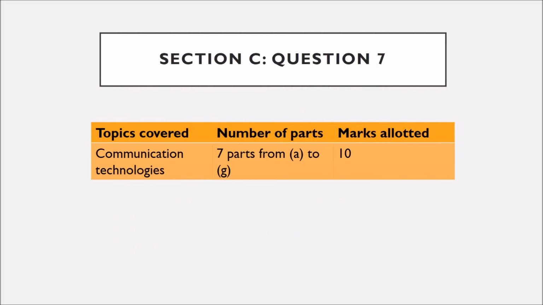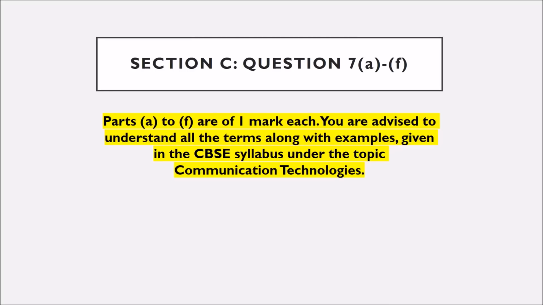Question number 7 is based on the topic Communication Technologies. It has 7 parts from A to G and is of 10 marks. Parts A to F are of 1 mark each. You are advised to understand all the terms along with examples given in the CBSE syllabus under the topic Communication Technologies.